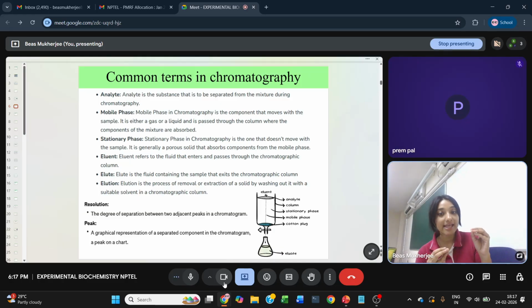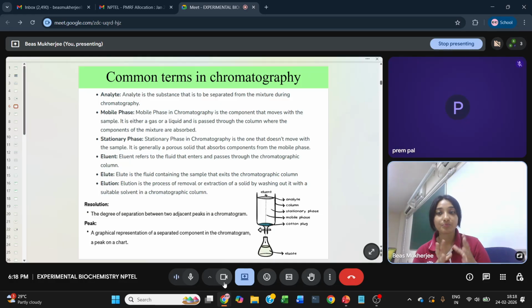Eluent means everything that is put into the column, and it contains the analyte. And what is the elute? Elute is the final protein, the final desired product containing solution that comes out. Elute is the fluid containing the sample that exits the chromatographic column. What is elution? Elution is the process of removal or extraction of a solid by washing it out with a suitable solvent in a chromatographic column. It does not necessarily need to be a solid, it can be a liquid also.